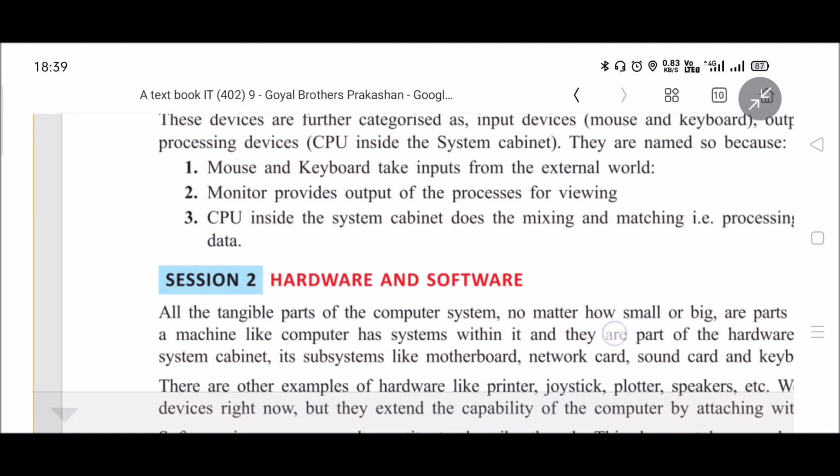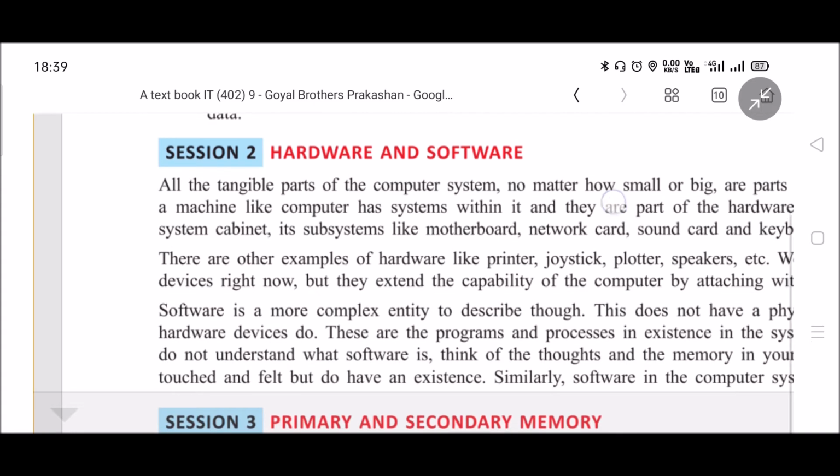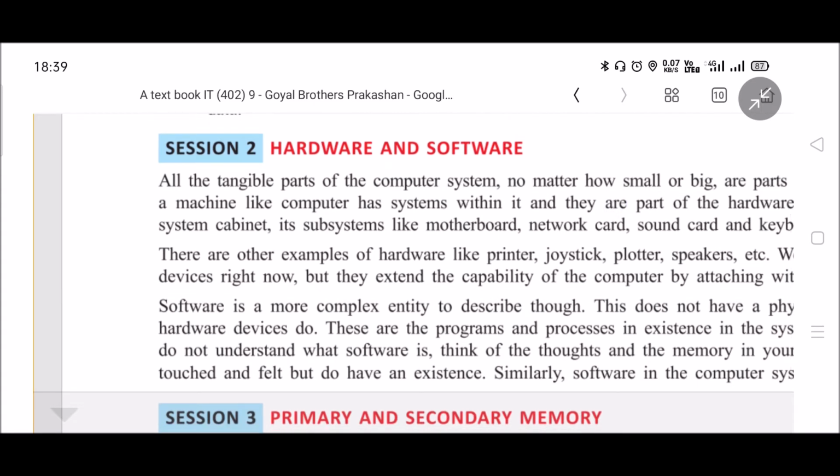Session 2, hardware and software. So let us discuss what are hardware and what are software. All the tangible parts of the computer system, no matter how small or big, are hardware. A machine like computer has systems within it, and they are the part of hardware: system cabinet and its subsystems like motherboard, network card, sound card, keyboard, etc. There are many other examples of hardware like printer, joystick, plotter, speaker, etc.